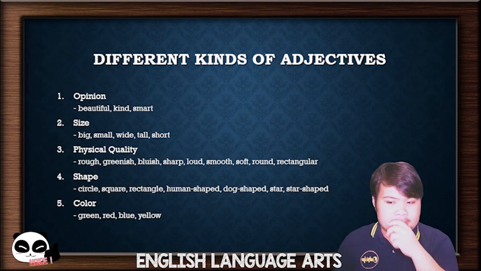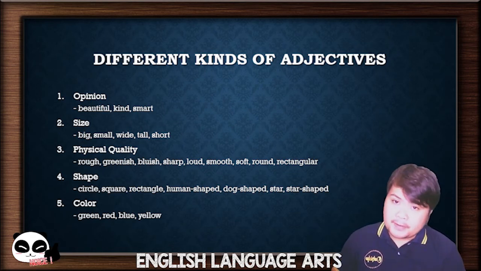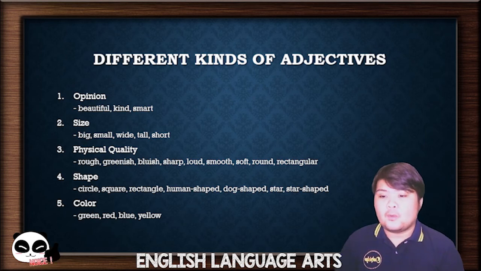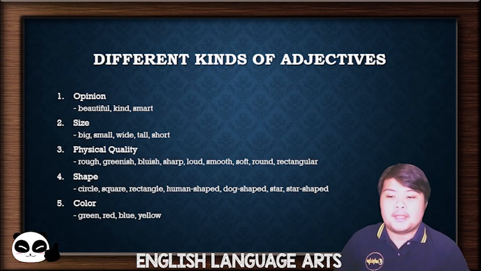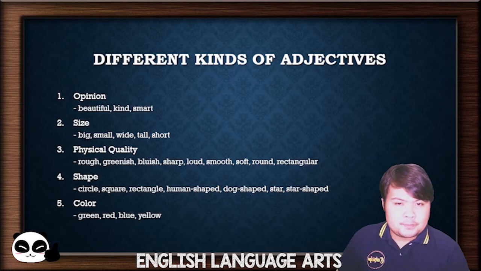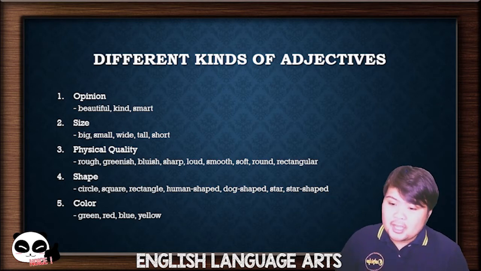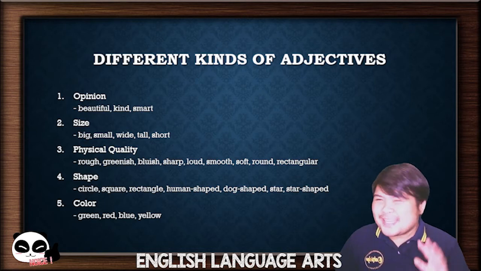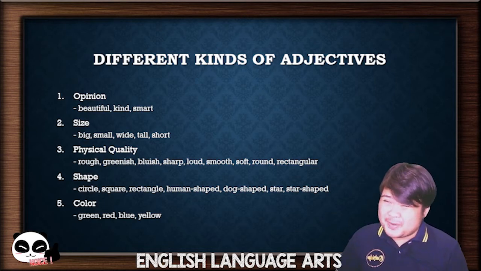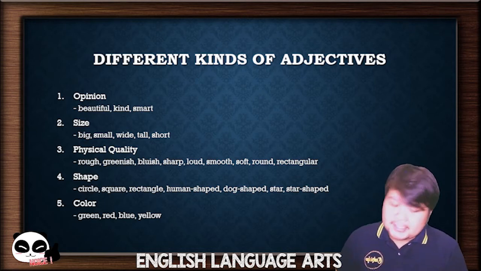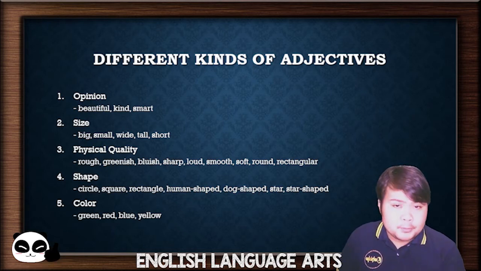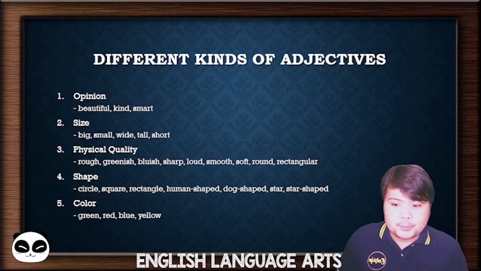We have examples here. We have rough, very important, your sense of touch, a very common physical quality. And then you have greenish. Greenish is not a color. There's no such color as greenish. That is a physical quality. It has a little bit of a tinge of green, or it kind of looks like green. Same with bluish. It's not blue, but it kind of looks like blue.